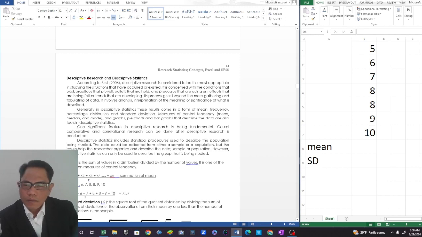One significant feature in descriptive research or statistics is being fundamental. Causal, comparative, and correlational research or statistics are done after descriptive research or statistics is conducted. Descriptive statistics include procedures used to describe the population being studied. The data can be collected from either a sample or population, but the result helps the researcher organize and describe the data, sample, or population.